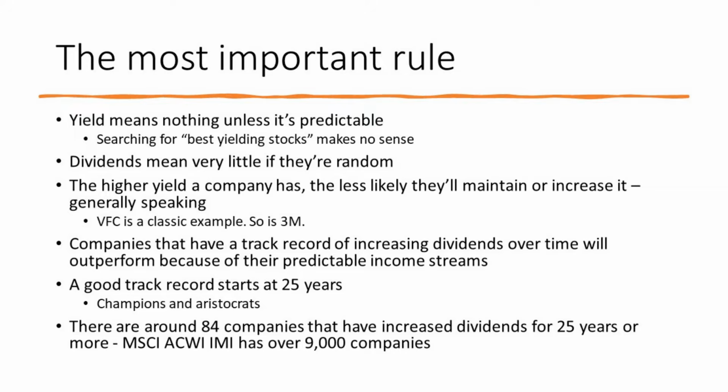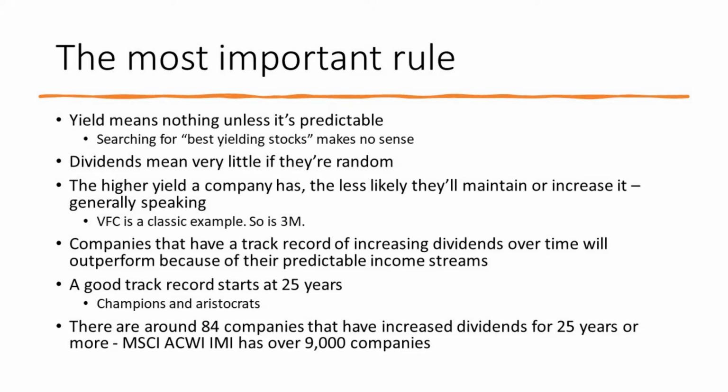Now, typically, the higher yield a company has, the less likely they'll maintain or increase it. Generally speaking, VFC was a classic example we looked at where their yield was getting suspiciously high. We published a piece on that, and they eventually ended up losing their dividend champion status, something that's quite rare. Another company we looked at in a similar situation is 3M. I think their dividend is approaching 7%, and that can either be a value trap or an opportunity. We did a piece on that as well.